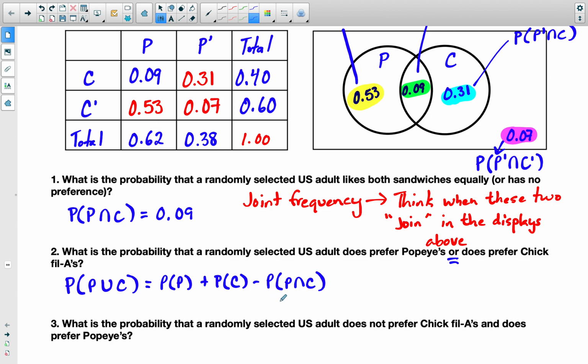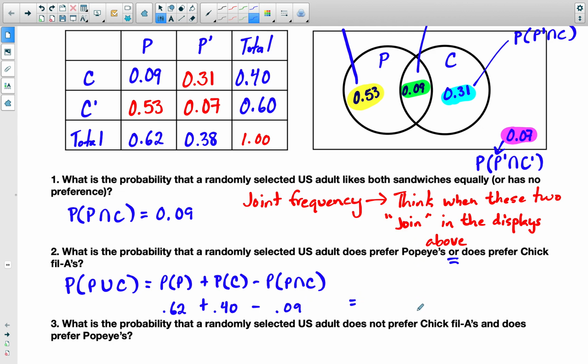These people here, the ones that prefer both Popeyes and Chick-fil-A, are also included in the total of probability of people that prefer Popeyes and the probability of people that prefer Chick-fil-A. So they've been counted twice. They can only be counted once, so we just have to subtract them out once, so they're only reflected in the probability one time, and they're not double counted. So the probability of Popeyes, so go to P up here on your table, go to the total for Popeyes, and that's 0.62. Here, Chick-fil-A, go to the Chick-fil-A, that's 0.4. Go to where they meet, P and C, that's 0.09.